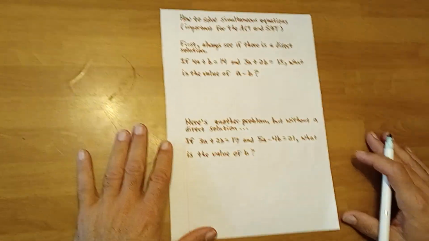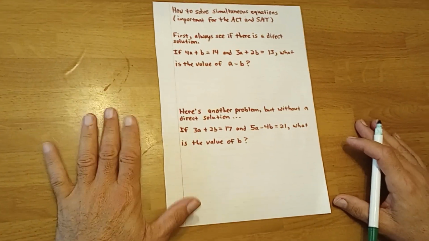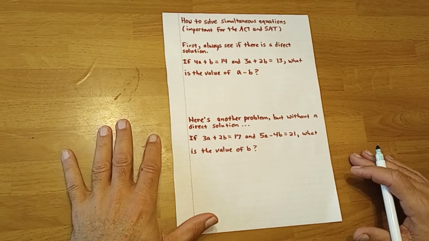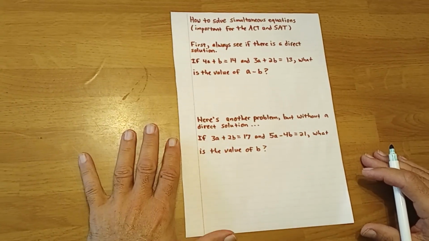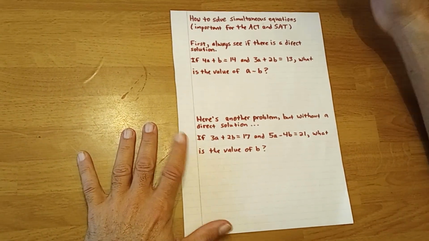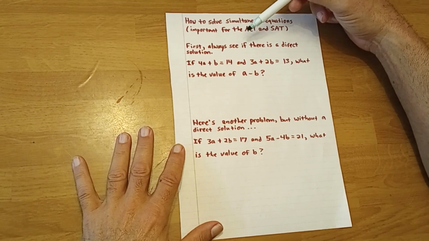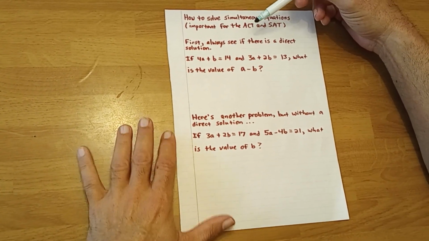Today we're going to look at how to solve simultaneous equations, which is very important for both the ACT and the SAT. You're pretty much guaranteed to have 3 of these problems on both exams. So here, let's take a look at this first one. We're going to see if we can get a direct solution to this problem.